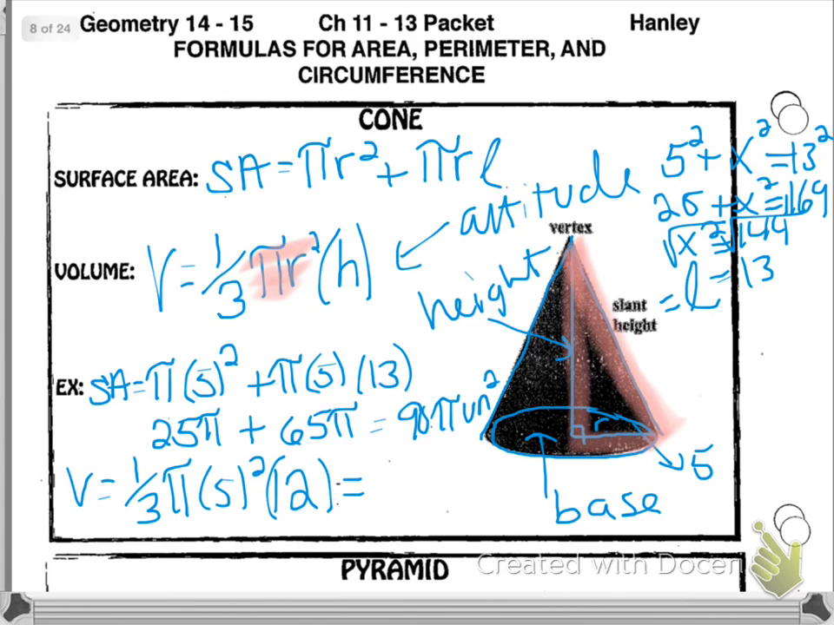So multiplying that all out, and if it helps you, you might want to do the whole numbers first. So 5 squared times 12, and then divide by 3. Multiplying by 1/3 is the same as dividing everything by 3. So 5 squared times 12 times pi divided by 3 would give me 100 pi units cubed. Or again, you could multiply that all out and get a decimal, 314.5. So that's how to find surface area and volume for a cone.